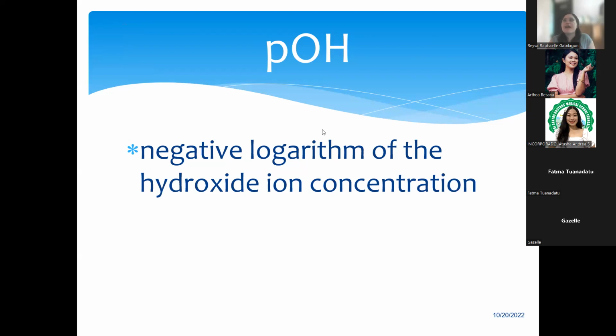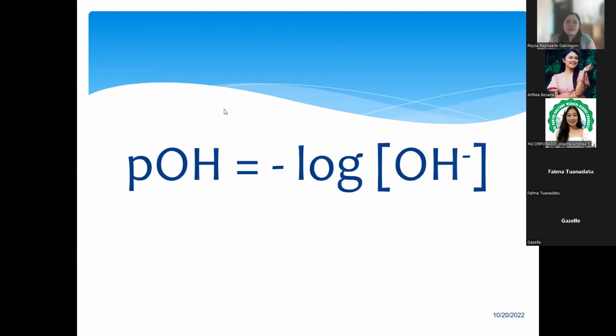So remember the Arrhenius theory. Arrhenius theory states that if the substance is an acid, it will have hydrogen. That's why we used pH earlier. And if a substance is a base, it will give off hydroxide ion. So again, this is for the bases and we follow this formula. Actually, it's the same thing as the pH. pOH is equal to the negative logarithm of the hydroxide ion concentration.